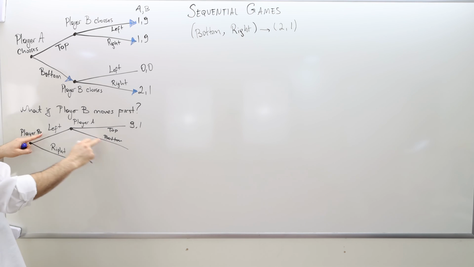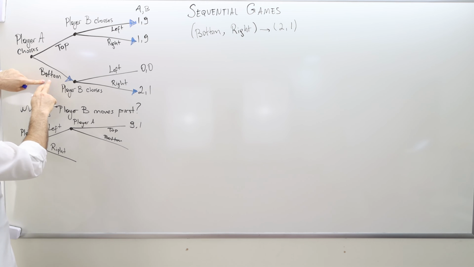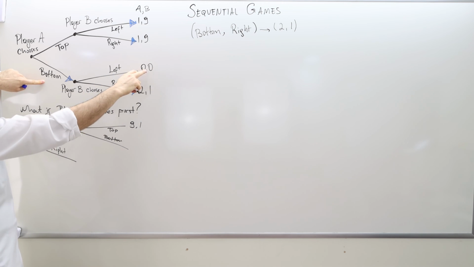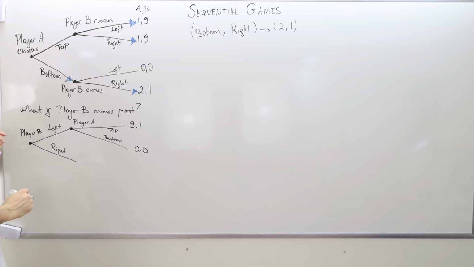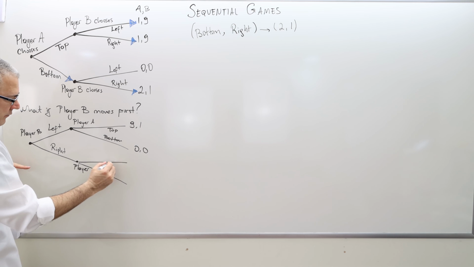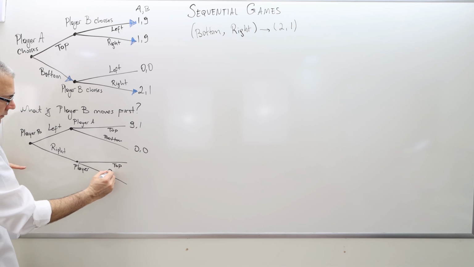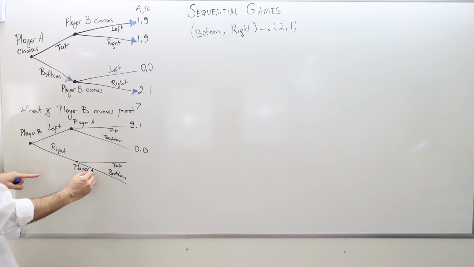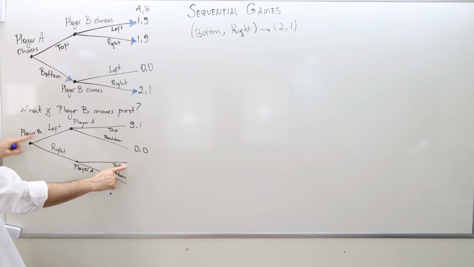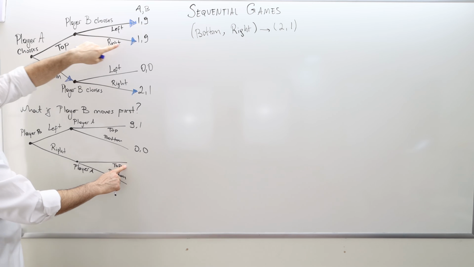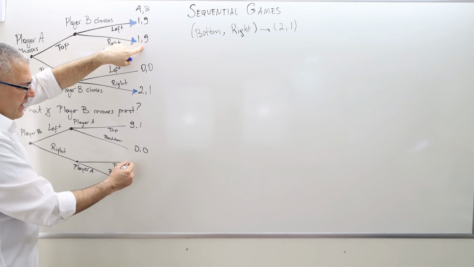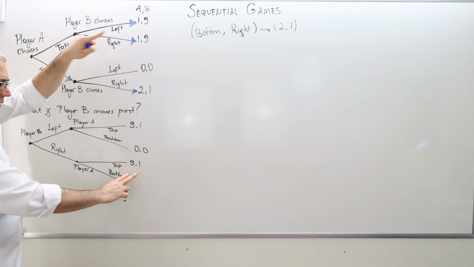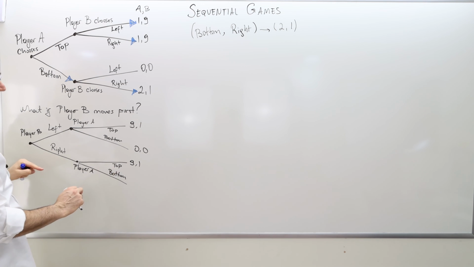What about left, bottom? Player A chooses bottom and player B chooses left. So it's 0-0. Good. If player B chooses right, and then player A observes that choice and makes again a choice between top and bottom, then the game is over. What about the payoffs? Player A plays top and player B plays right. So top, right: payoff 1 for player A and 9 for player B. Remember, I was switching the payoffs here, so it's going to be 9-1.